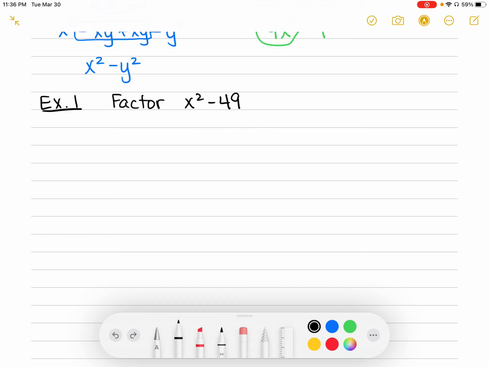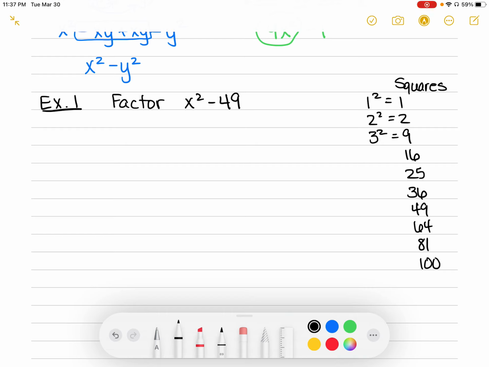For numbers, you know, 1 squared is 1, 2 squared is 4, 3 squared is 9, and then we have 4 squared is 16, 25, 36, 49, 64, 81, 100. All of those are squares, right? Because I can say a number times the same number equals all of those. Okay, so these are called squares. And then things like x squared would be a square. Even x to the 4th is a square because that is x squared, squared.